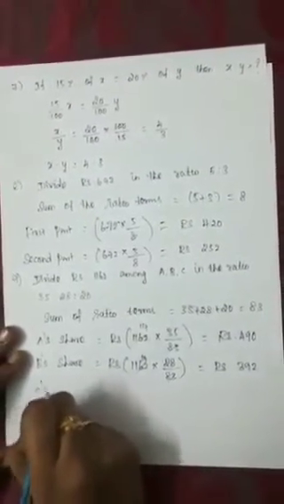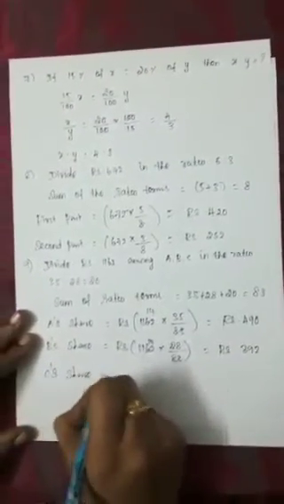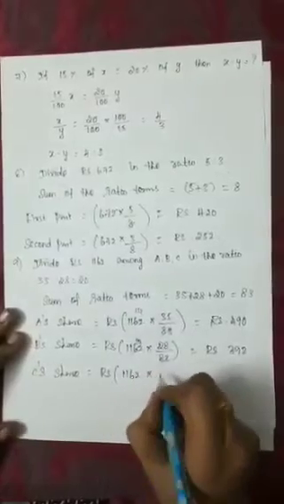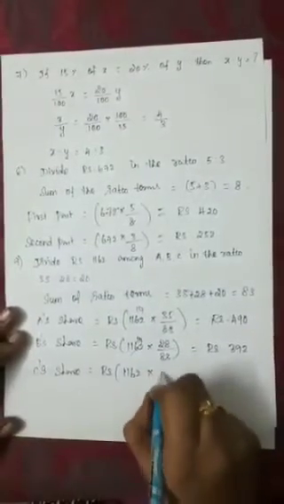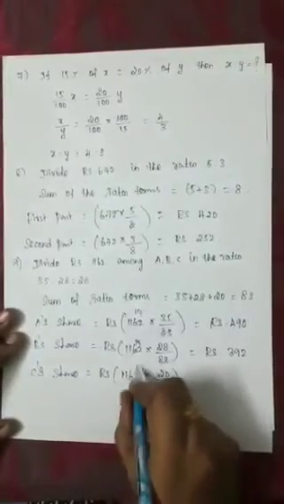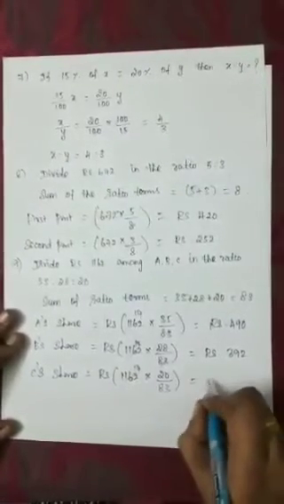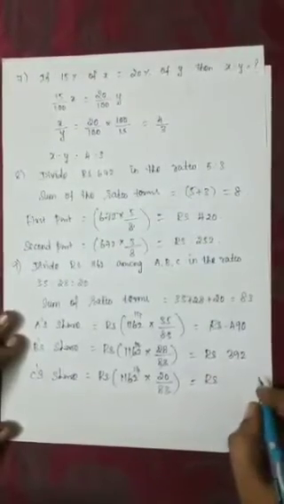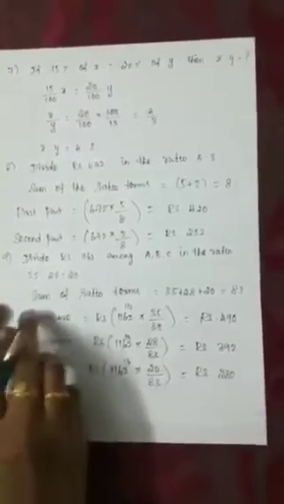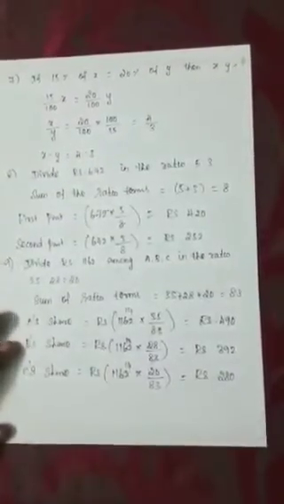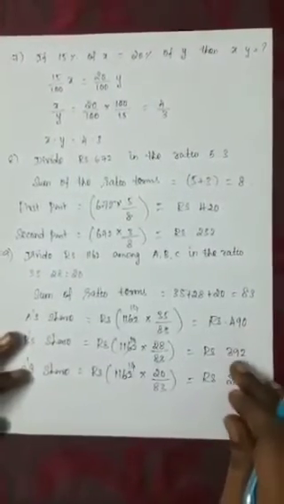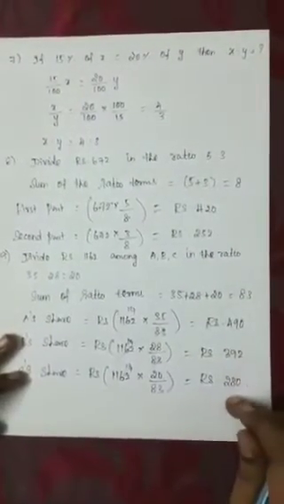And calculate C's share is rupees, total amount is 1162 into sharing is 20 by 83. So 14 into 20 is equal to rupees 280. So that the answer is 490, 392 and 280.